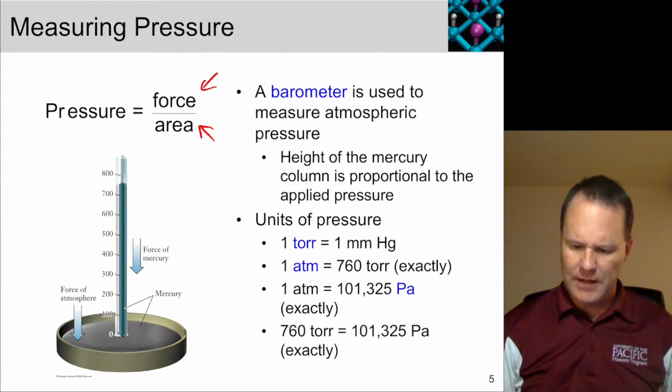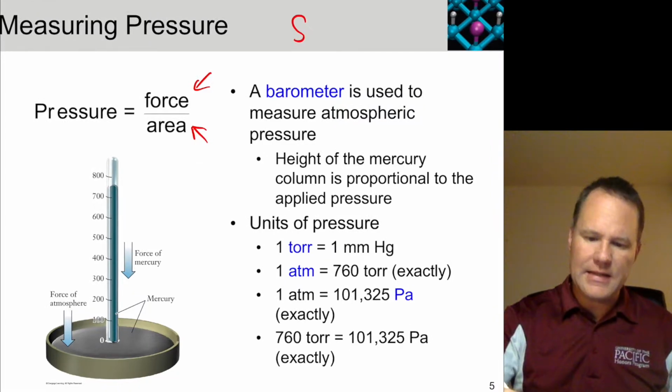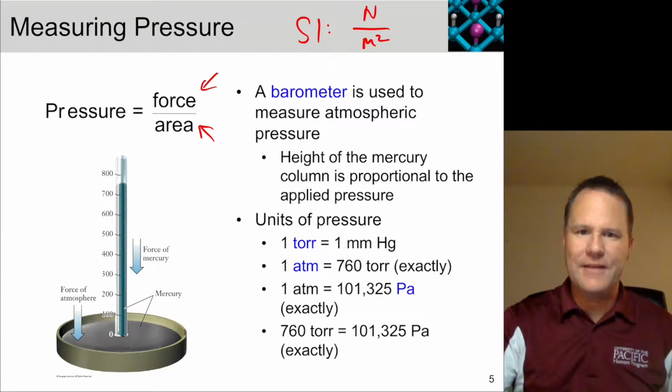And so right away, the SI unit would have to be the SI unit of force over the SI unit of area. And so in SI, the SI unit of force is the newton. The area is measured in square meters, because the length is measured in meters. So newton over square meters would give you the SI unit, and that we call the pascal.